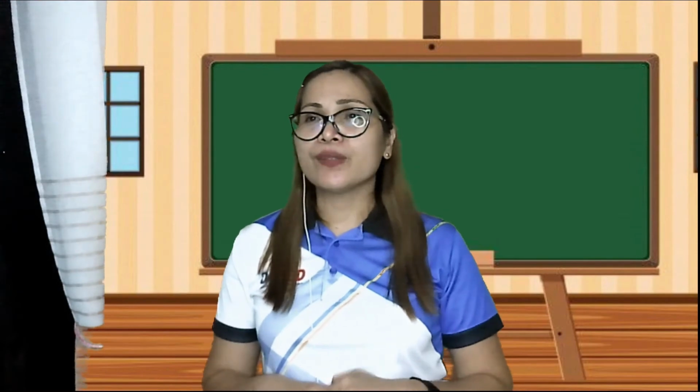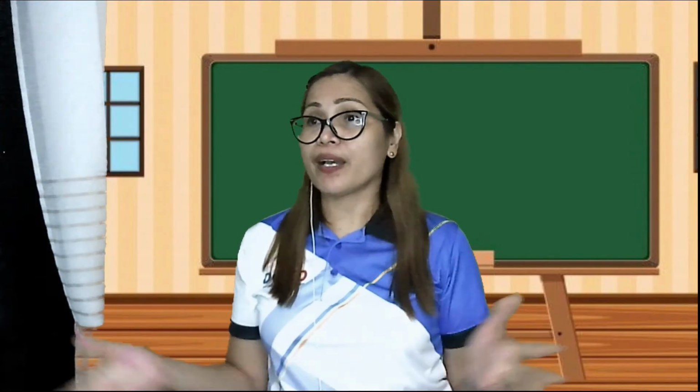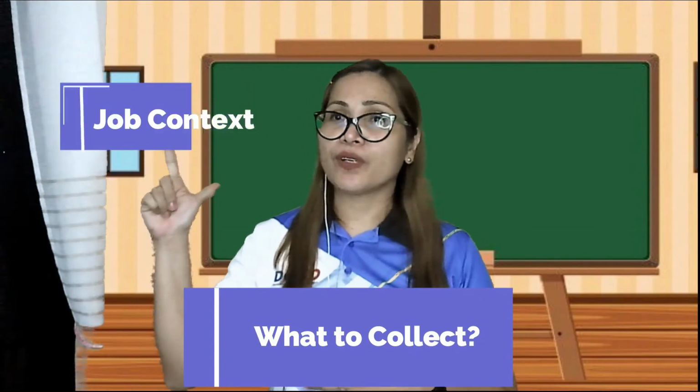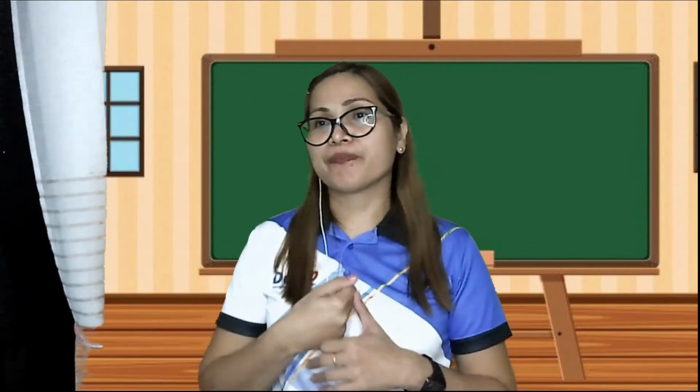Though the data collected is later divided into two sets, job description and job specification, the information falls in three different categories during the process of analyzing a specific job: job content, job context, and job requirements. What to collect? First, the job content, next, job context, and the third one, job requirements.